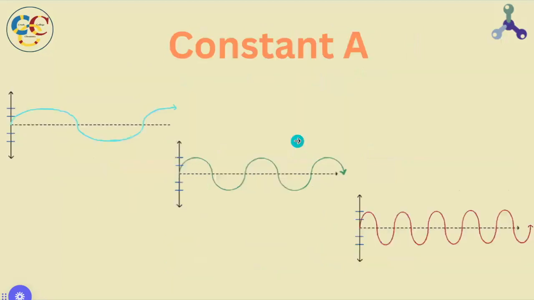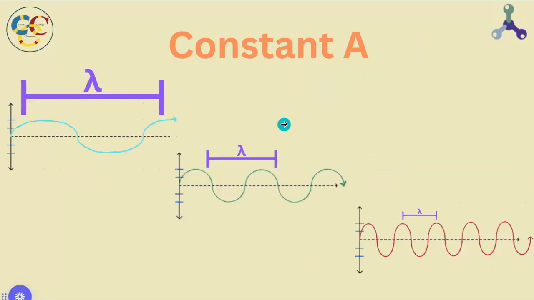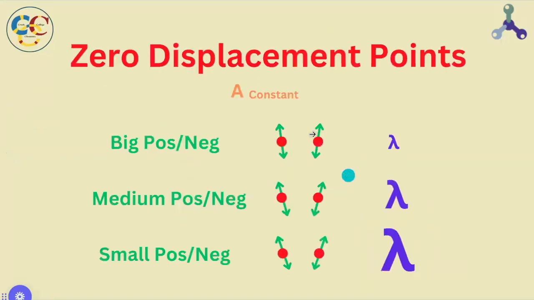Let's go vice versa. Now we have a constant amplitude, but our wavelength is different for each wave. This is big, this is medium, this is small. Accordingly, we can examine these zero displacement points as an indicator to the overall skinniness or steepness of the wave itself. Looking at this more closely, with a constant amplitude, the bigger the wavelength of the wave, the smaller the absolute value of these zero displacement point slopes.